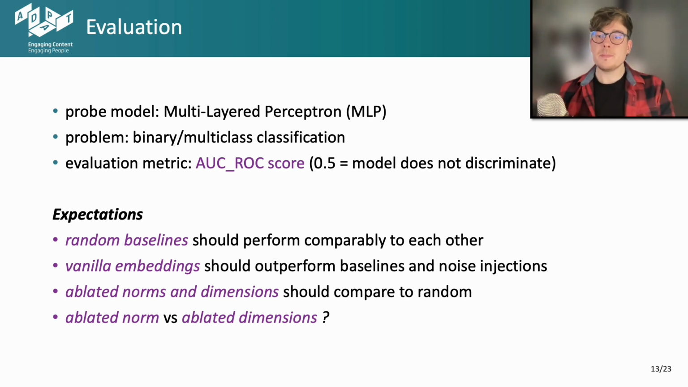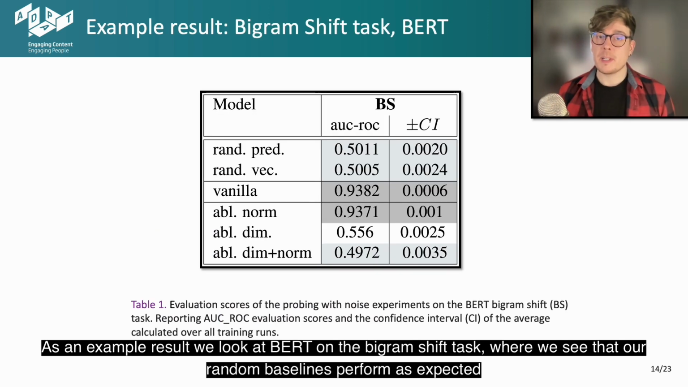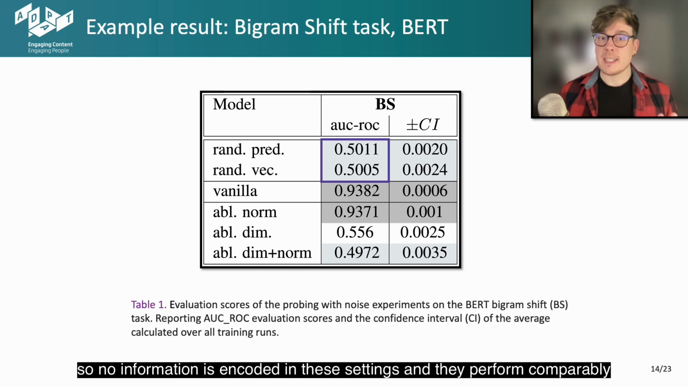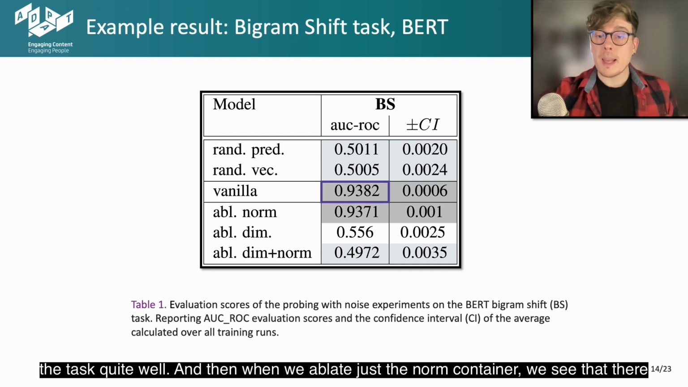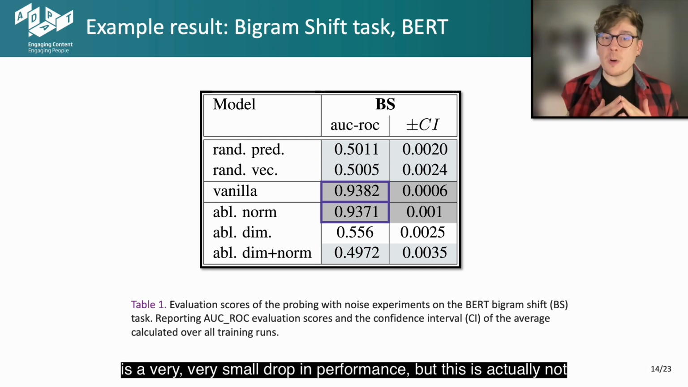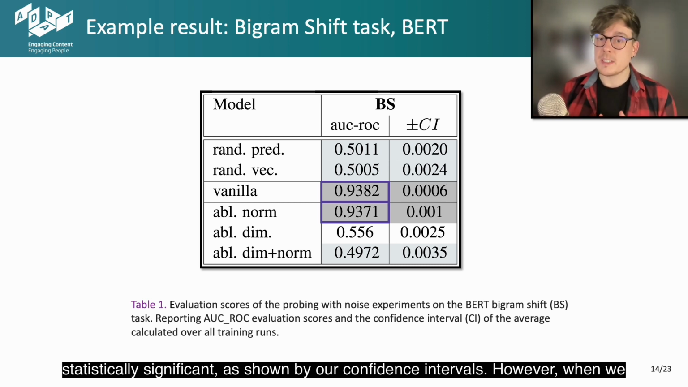As an example result, we look at BERT on the Bigram Shift task, where we see that our random baselines perform as expected, so no information is encoded in these settings and they perform comparably to each other. The vanilla baseline obviously outperforms them, so it has learned the task quite well. And then when we ablate just the norm container, we see that there's a very, very small drop in performance, but this is actually not statistically significant as shown by our confidence intervals.